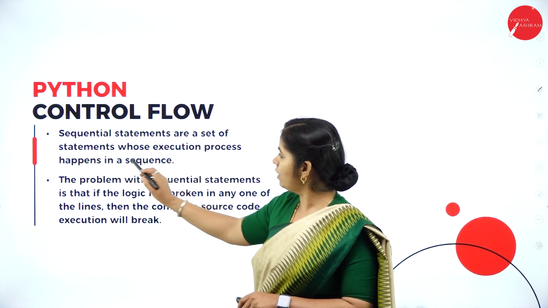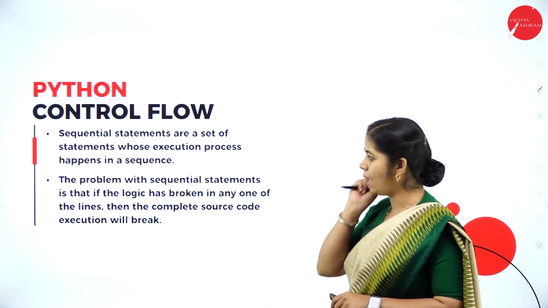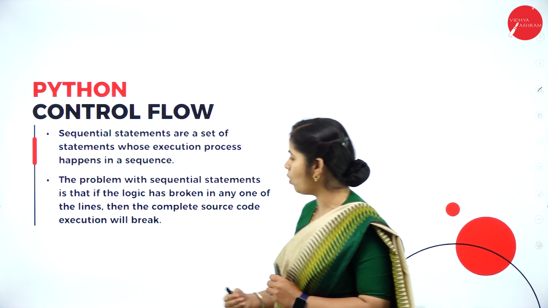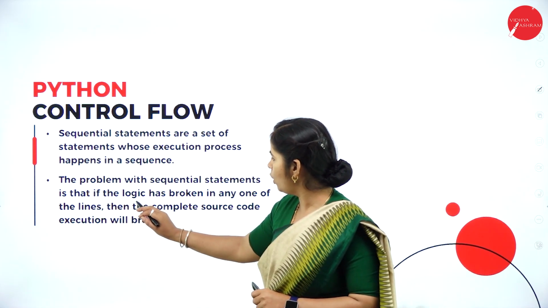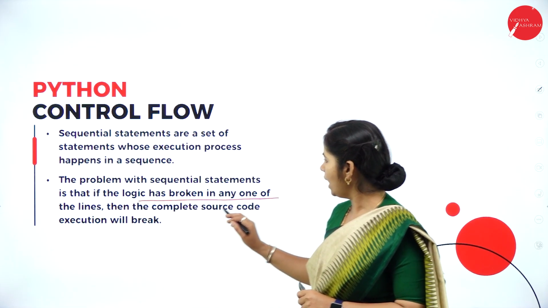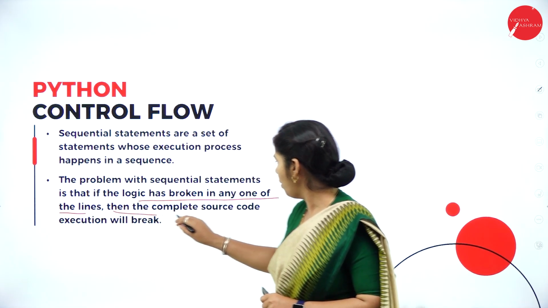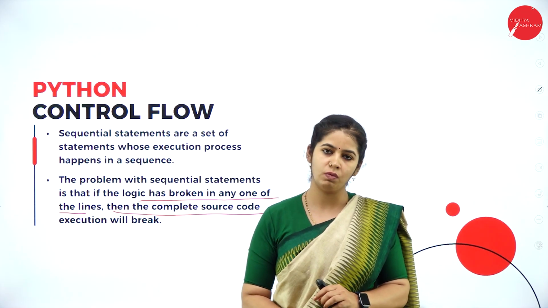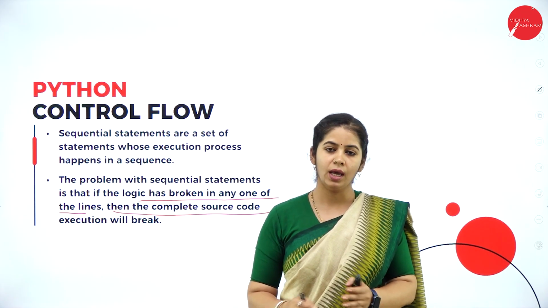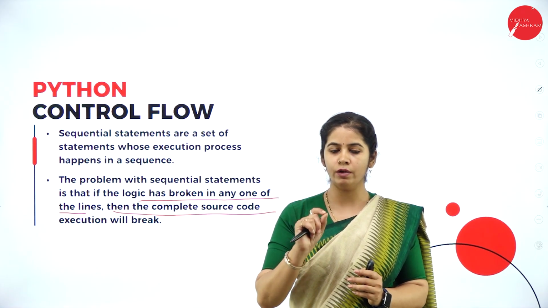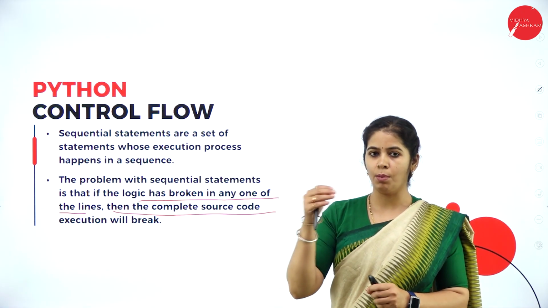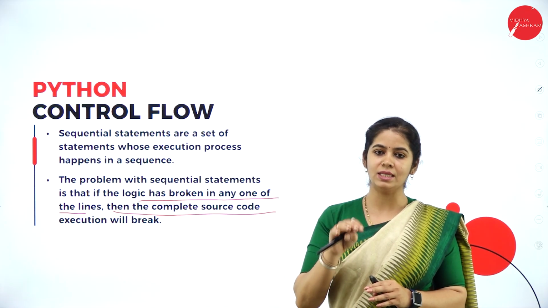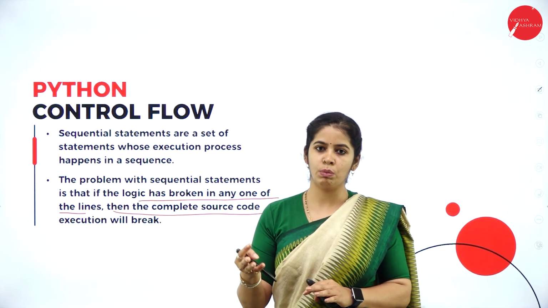Sequential statements are the set of statements whose execution happens in sequence, as I told you already. The problem with sequential statements is that if the logic is broken in any one line, then the complete source code execution will break. We cannot execute the remaining code if one line is wrong. The compiler will be stuck there until that error is debugged.